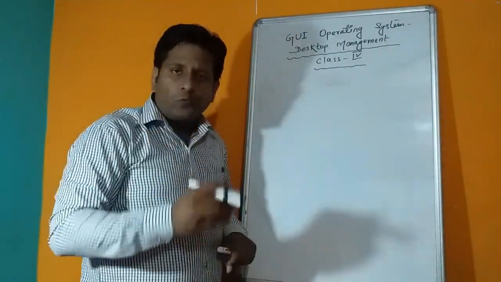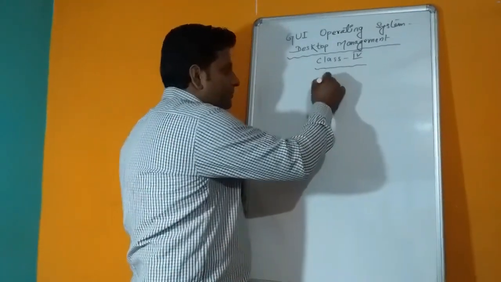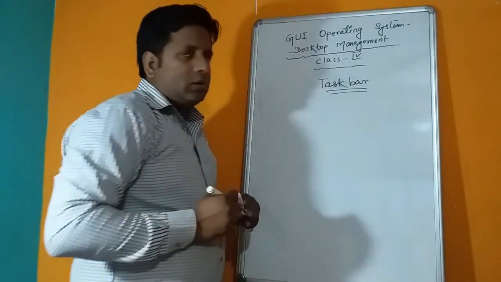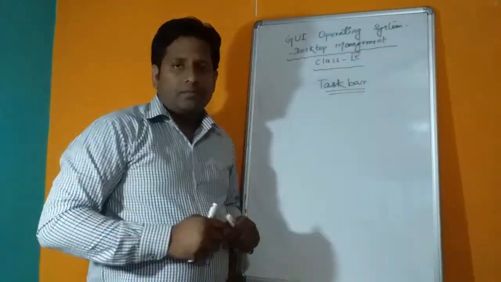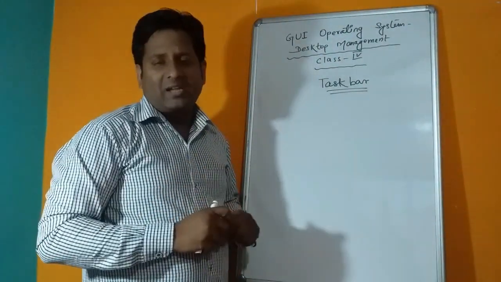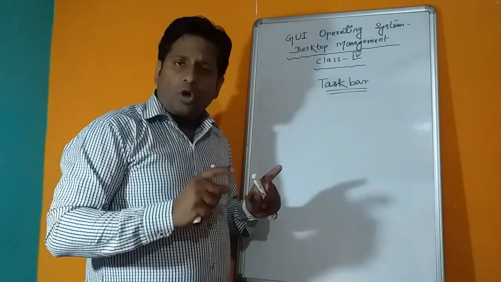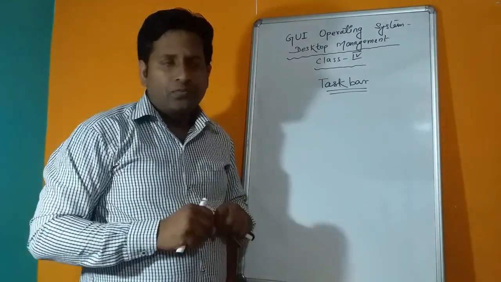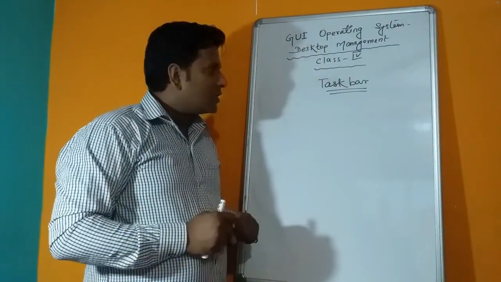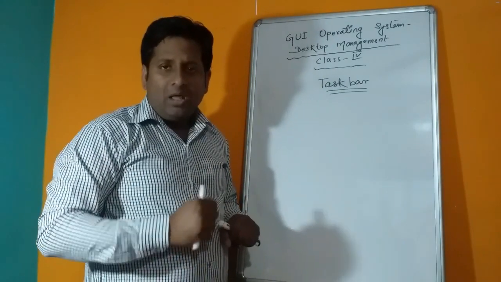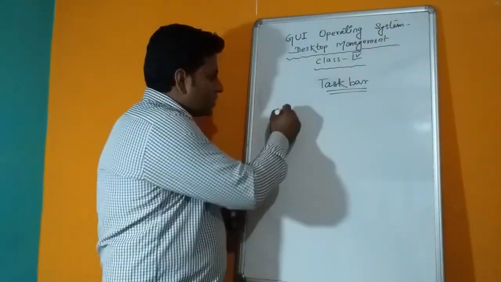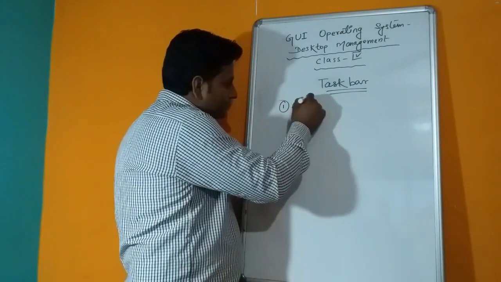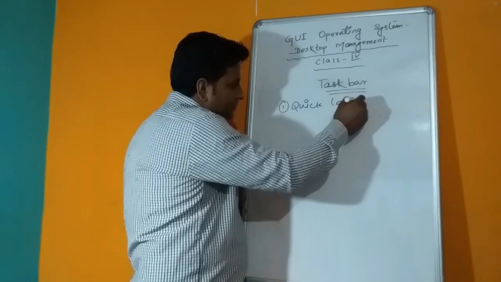After the control panel, the next important component of Windows is the taskbar. Taskbar is a long horizontal bar which is displayed at the bottom of the desktop. It covers the entire screen from the bottom side. That long horizontal bar is known as the taskbar. This taskbar contains three options. Number one, quick launch bar.